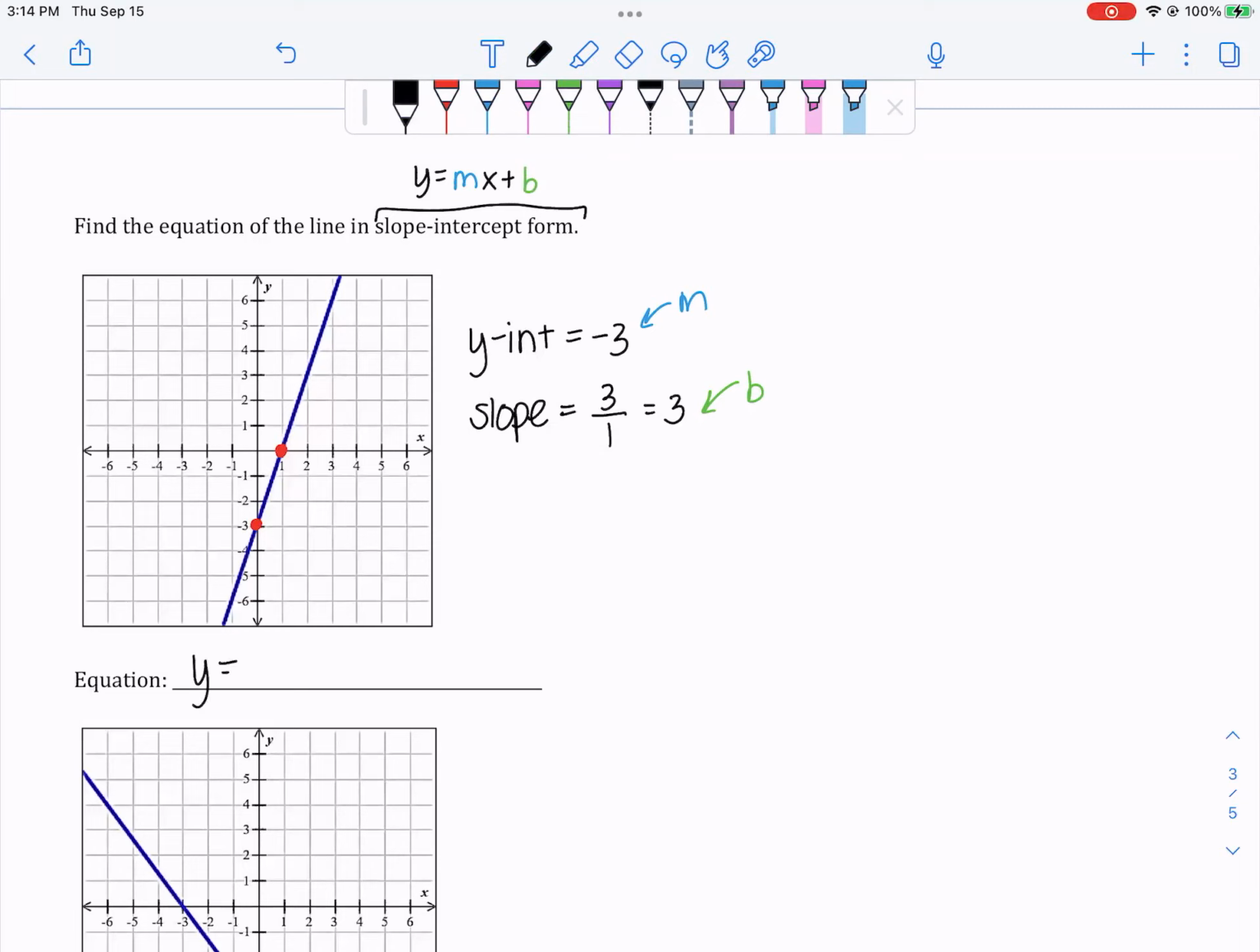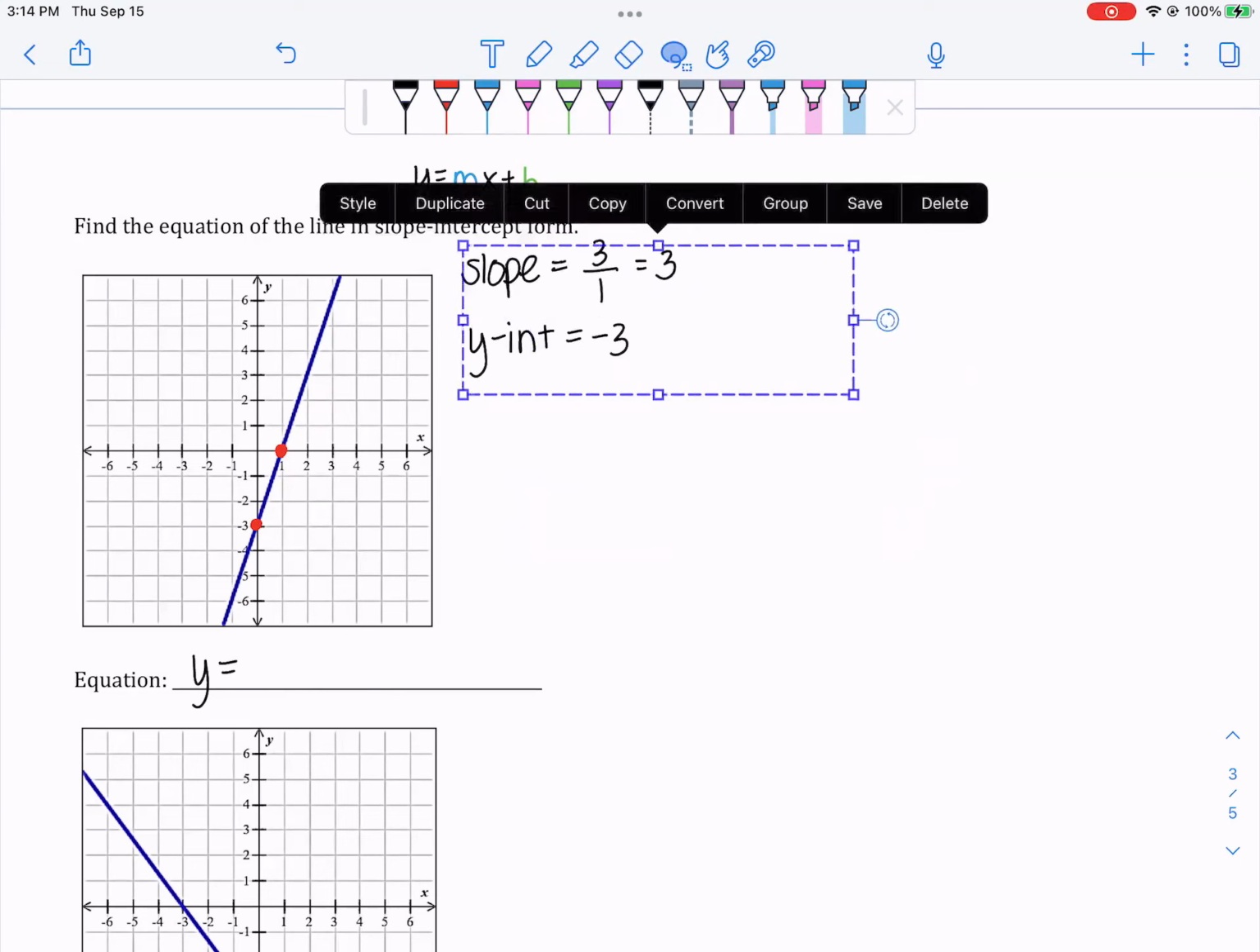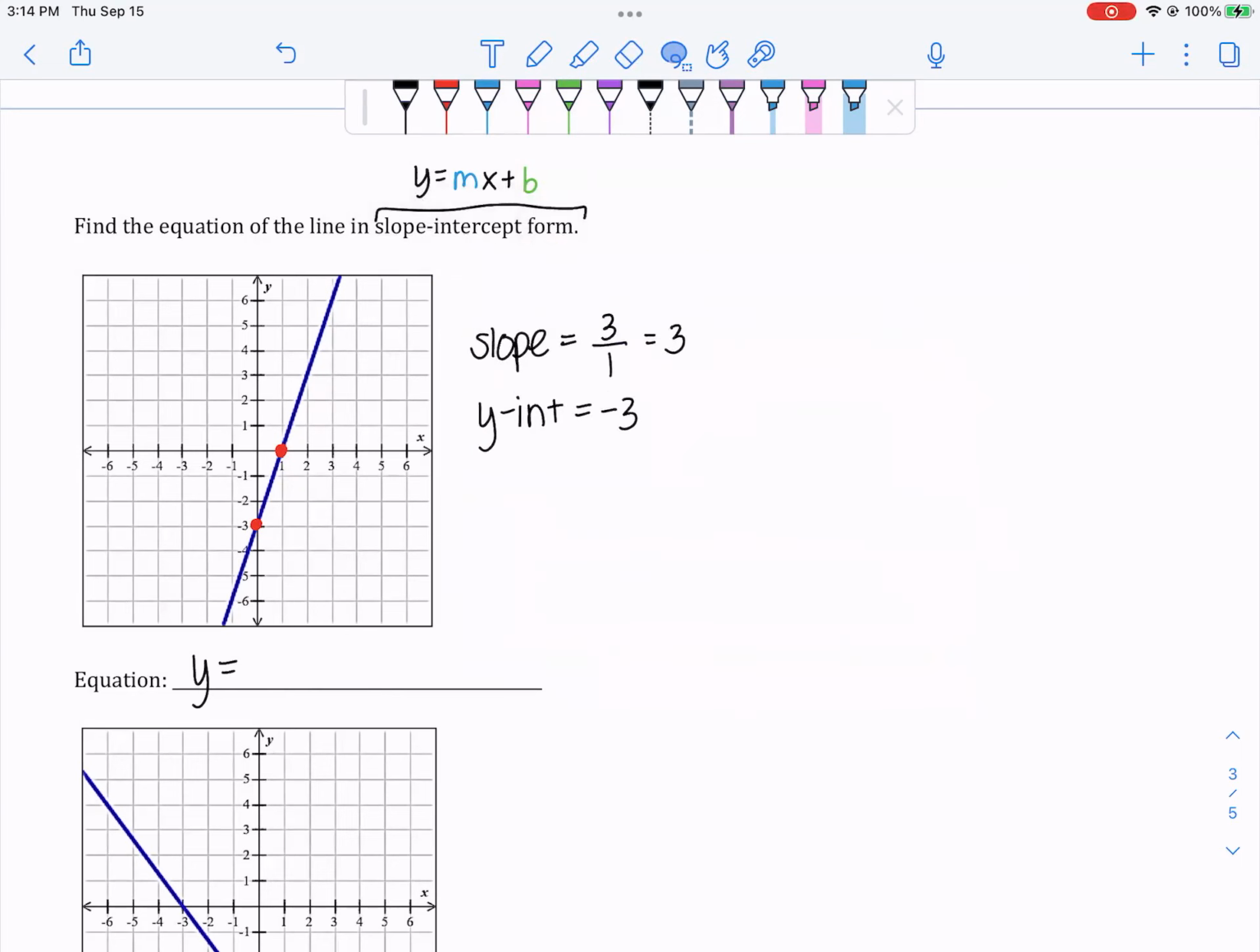So our equation is y equals -3x plus 3. That is not right. I was reading this wrong because I put my y-intercept first, and I should put the slope first. This is our M. This is our B. Much better. This should be y = 3x - 3.